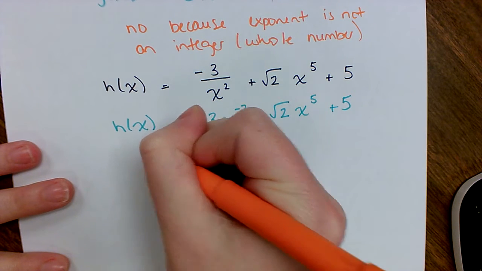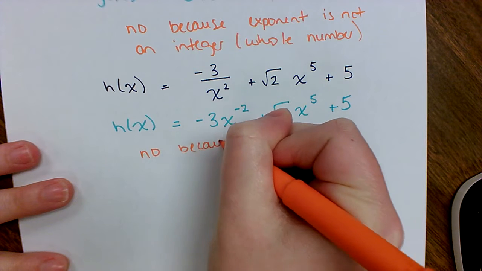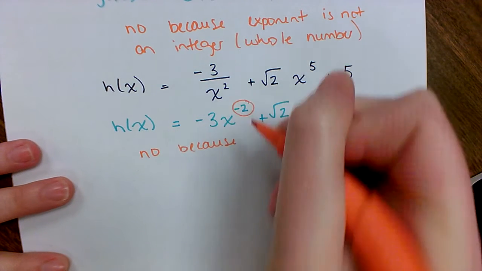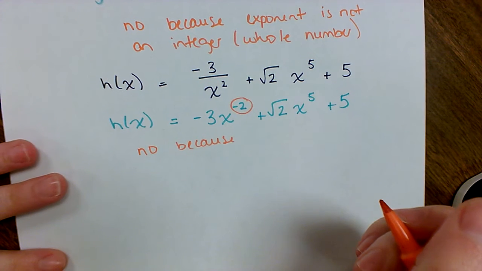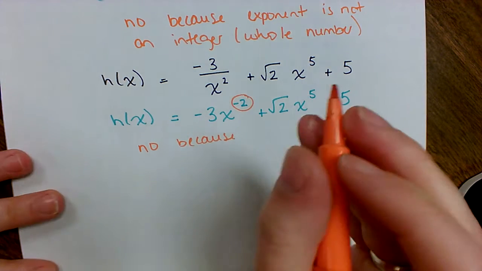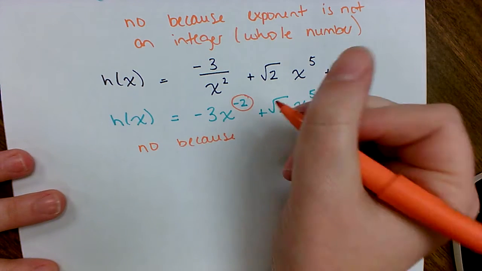No, they do not. And it's because of this exponent right here. It's not a what? Had to be what? Positive and a whole number / integer. And this one is not positive.